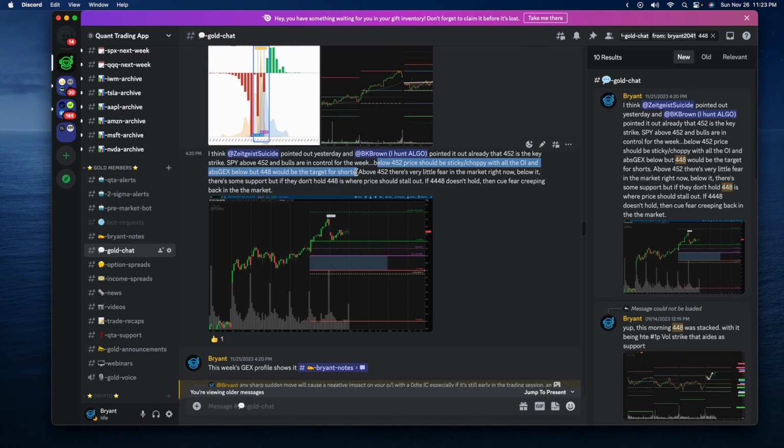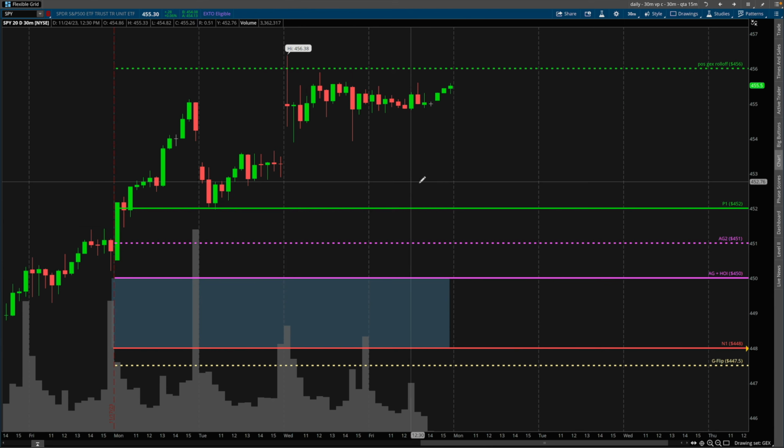So this sentence right here, I'll break this down for you guys that are new to this. Below 452, price should be sticky and choppy with all the OI. Why am I saying that? If we take a look, if price got below 452, it should be sticky and choppy. The reason I'm saying that is because of these purple strikes, the absolute gamma strikes, and then on top of that, all this open interest. So we have the open interest heat map, we have all this absolute gamma, and we have the high open interest strike price down here.